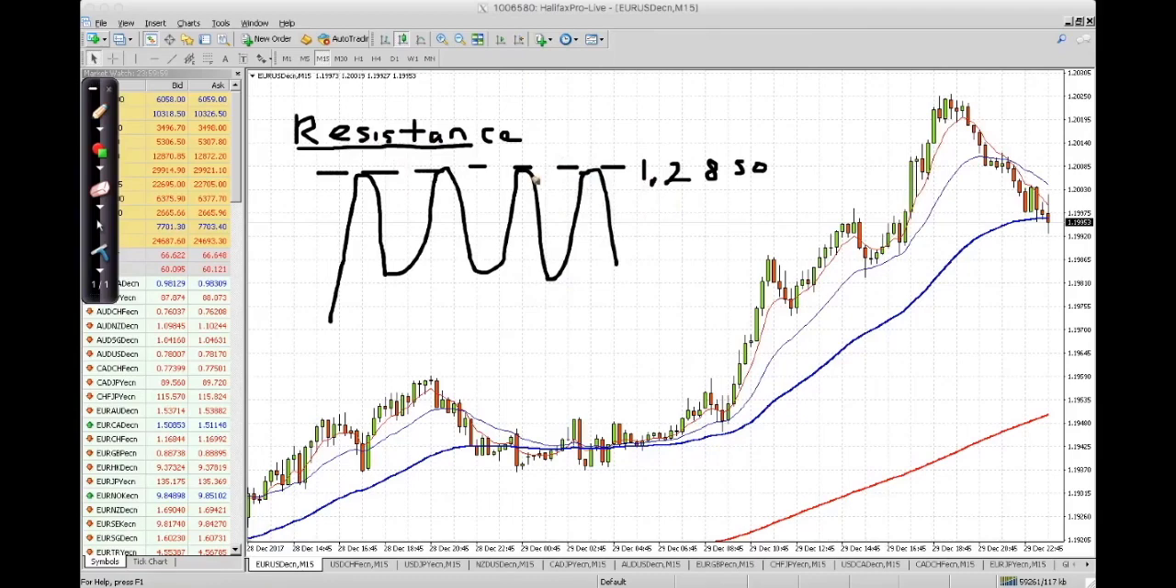So conversely, what's a support level? A support level happens when the price goes down and reaches a certain level, stops and changes direction. Goes down, hits the level, changes direction, goes down, reaches the level, changes direction.